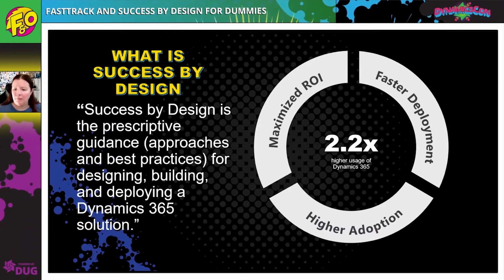Our goal is to help you maximize your return on investment, deploy your solution faster, and get higher adoption rates. Our analysis of data from past projects shows that the monthly active user, or MAU, of FastTrack tenants versus non-FastTrack tenants for implementations that have 500 seats or more see 2.2 times higher usage of Dynamics 365.